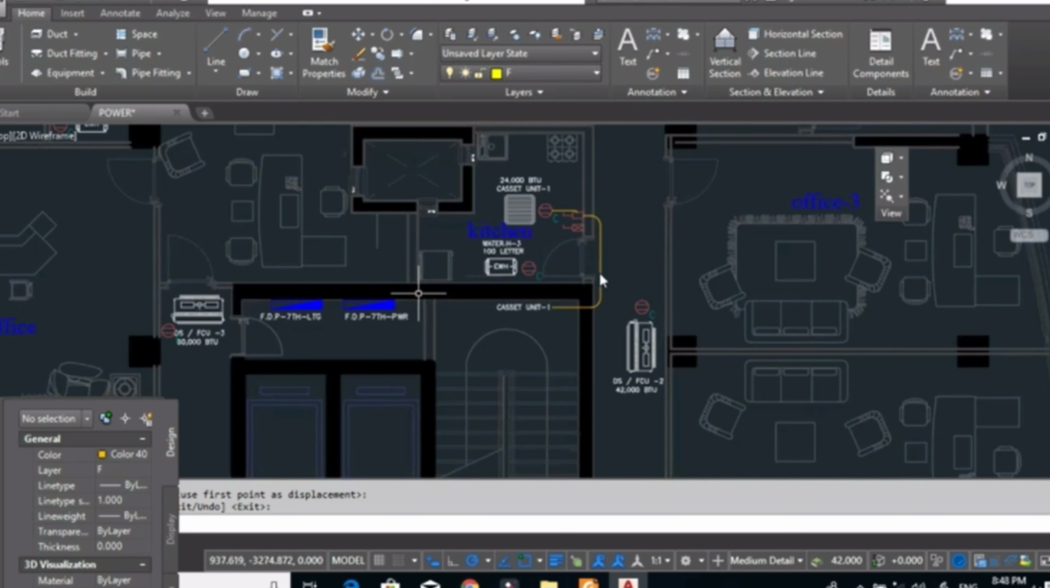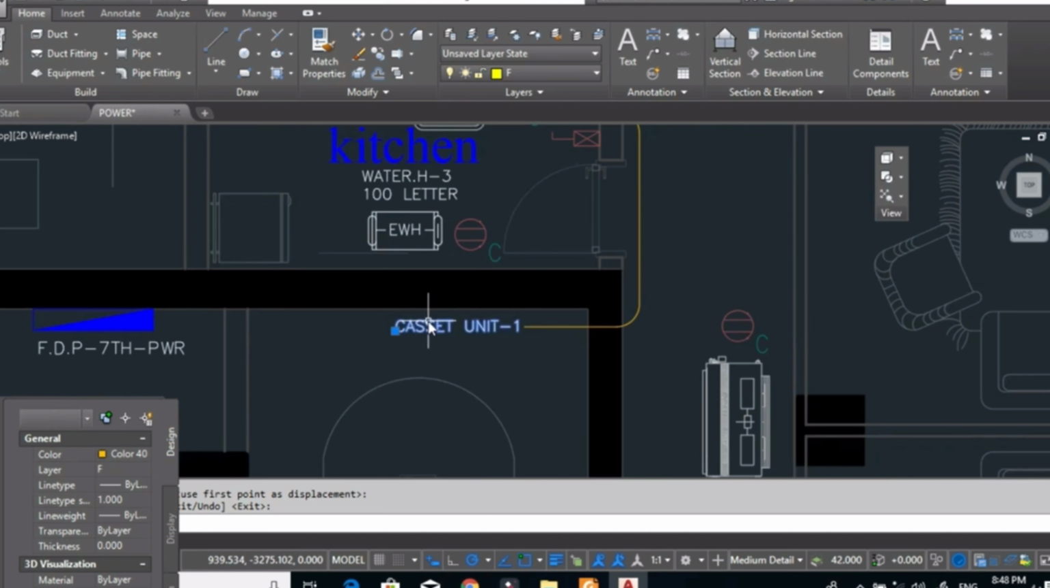See here, I will go back to the outlet, power outlet. The final circuit here is 25 ampere. That means I will start here from 26, or I can mention AC26 to FDP PWR. This is the name of the panel.